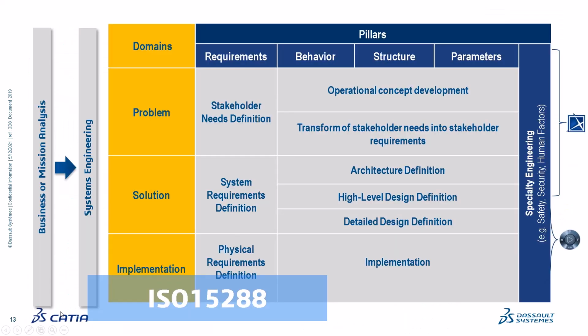So for that, we'll use MagicGrid as a new method and framework, pure SysML based, where we transition through defining the system in the 4 pillars: requirements, behavior, structural, parametric, through the multiple abstraction levels, starting from problem definition, like capturing operational concept development, transforming stakeholder needs into stakeholder requirements, and then we go to the solution architecture definition, high-level design definition, and then we handle transition to the detailed design and the detailed design tools.